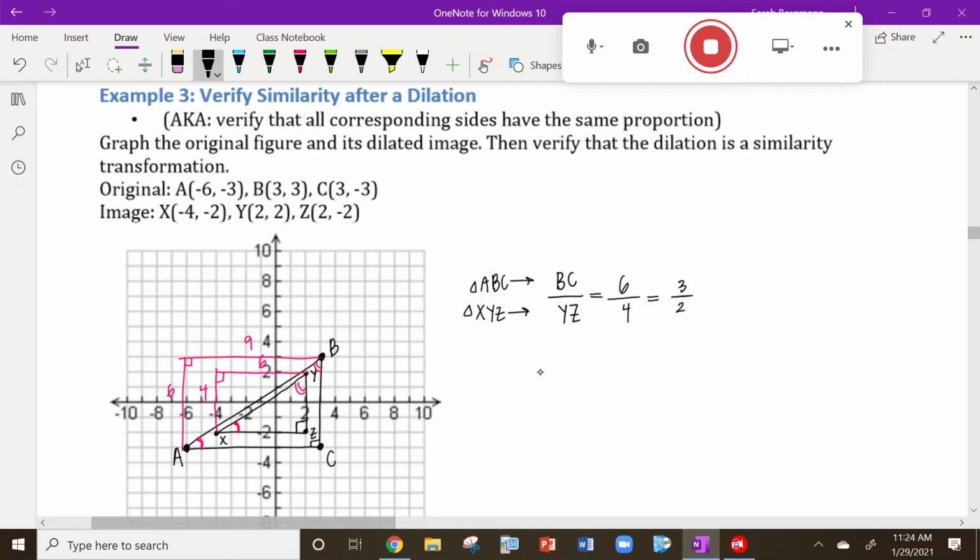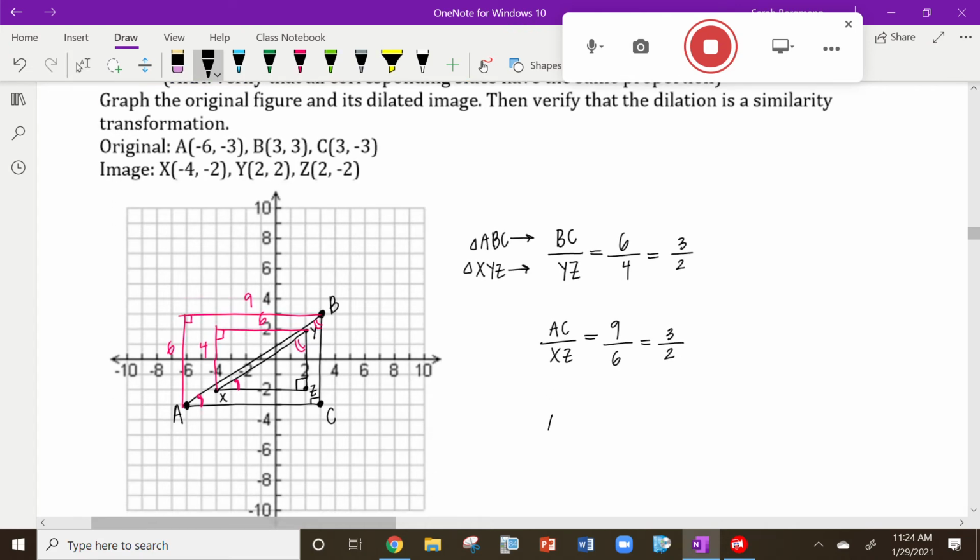Let's check another pair of corresponding sides. AC corresponds to XZ. Again, I'm keeping triangle ABC in the numerator, triangle XYZ in the denominator. The length of segment AC is 9, segment XZ is 6. That reduces to 3/2.